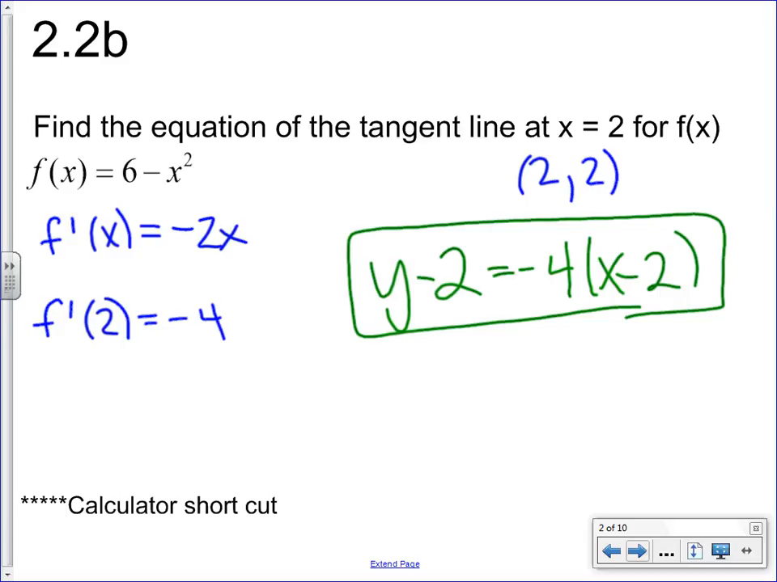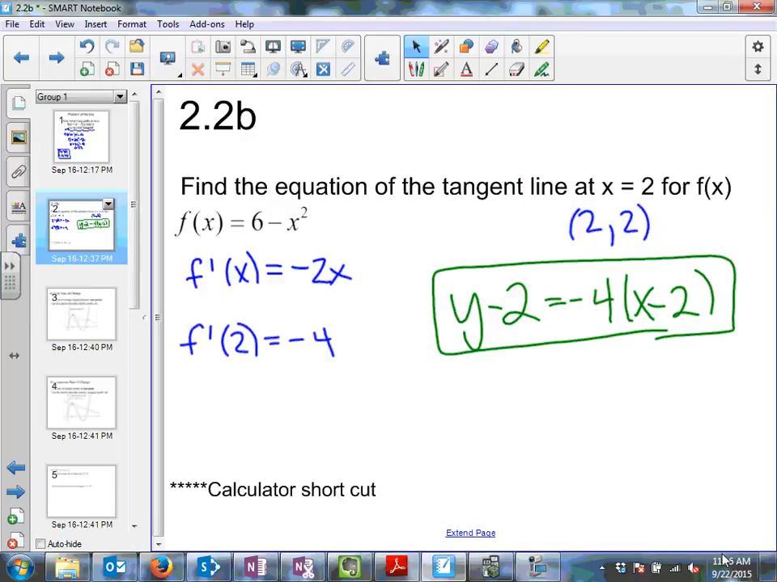I'm hoping that these words are ingrained in your brain. Slope. Since x is 2, we can plug 2 into our function, and that's where we are on the graph. That's where the tangent line is hitting. So if x is 2, then on f of x, if we plug in 2, we get 6 minus 4. So our y value is 2.